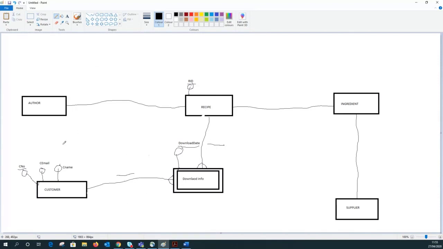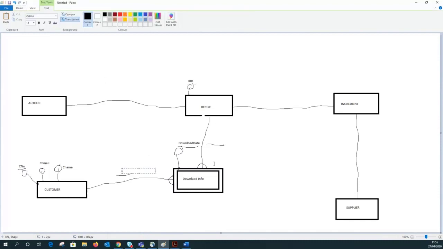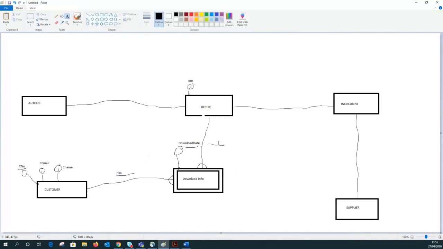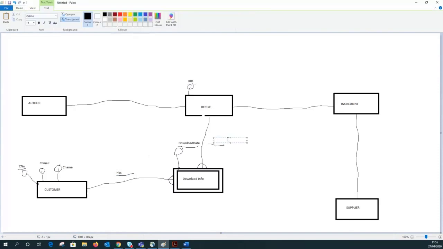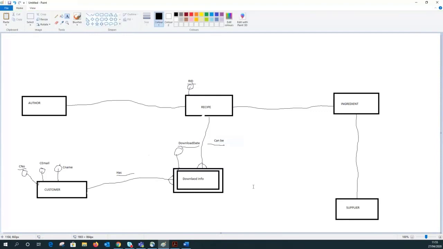Right, now let me put some relationship names here. So customers as a download info, and one recipe can be downloaded by many customers. So we need to underline the relationship names.